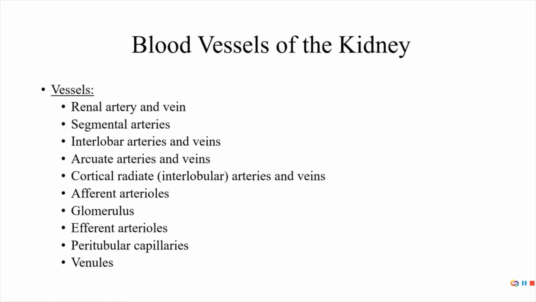Now, the interlobar arteries and veins, arcuate arteries and veins, cortical radiate arteries and veins. Now, pay attention here. Cortical radiate arteries and veins are also called interlobular, not interlobar. Interlobular arteries and veins. Now, I can tell you that when you see extra names, I do expect my students to know those, and there's a variety of reasons.